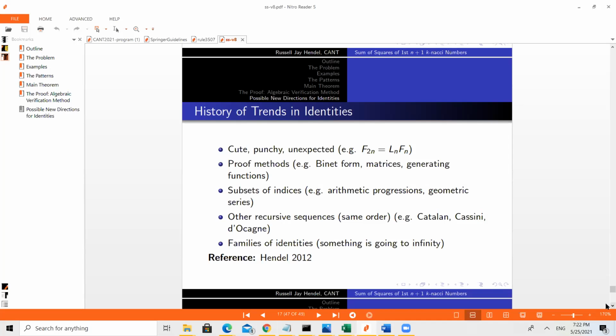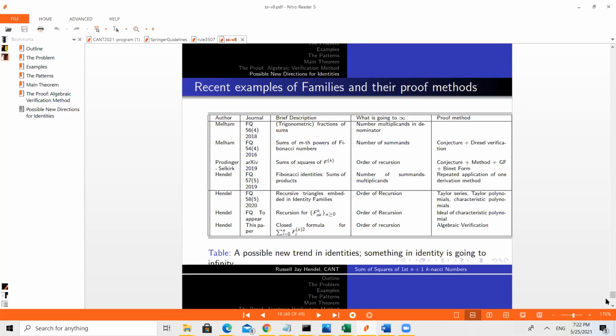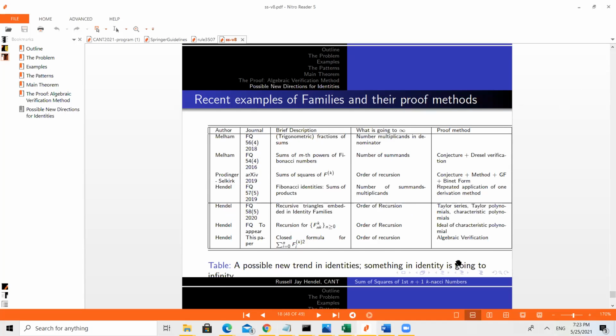I'm going to try and show you on the next slide that methods are being developed. And I think this will be a trend in the next few years where we prove things for families of identities. So this is basically the papers I found on this. A very early work, well, not so early. Melham did quite a number of works. He's a Fibonaccian from Australia. He did fractions of sums, and the number of multiplicands in the denominator was increasing. And I don't see any special method there. In 2016, he had sums of nth powers of Fibonacci numbers, not what we did here today. The number of summands was going to infinity, but it's still Fibonacci numbers.